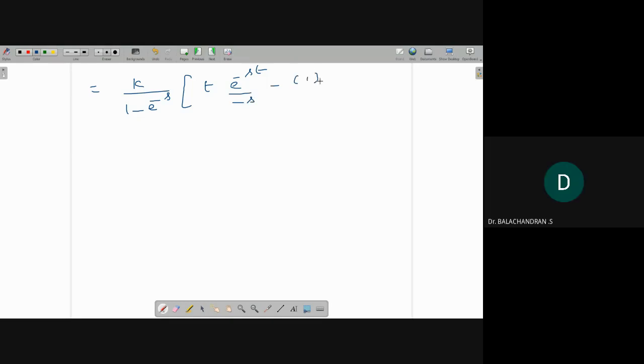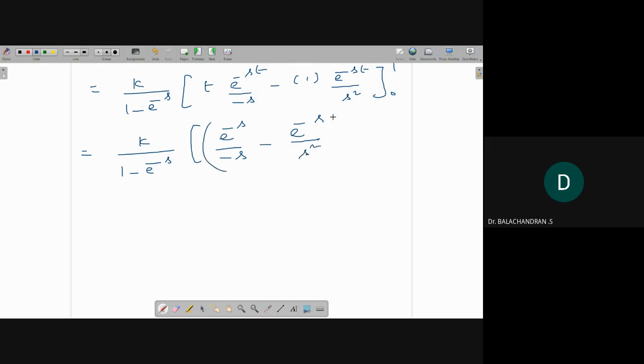E power minus st by s square. Yeah, 1 into e power minus st by s square. Okay, thank you, Srila. 0 to 1. So you get k by 1 minus e power minus s, upper limit t equal to 1. So e power minus s by minus s minus e power minus s by s square, upper limit minus lower limit t equal to 0, this is 0, minus e power 0, 1, so 1 by s square.